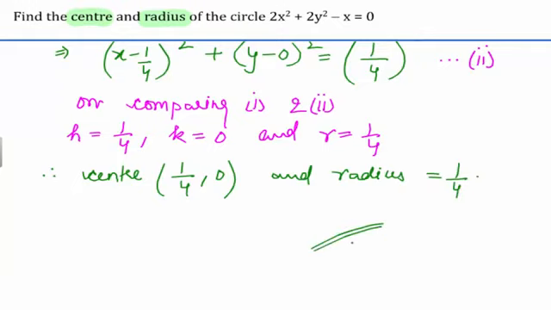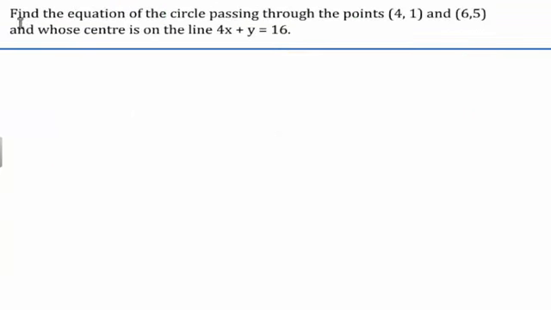This completes the solution. In this question, we have to find the equation of the circle passing through the points having coordinates (4, 1) and (6, 5) and whose center is on the line 4x plus y is equal to 16.